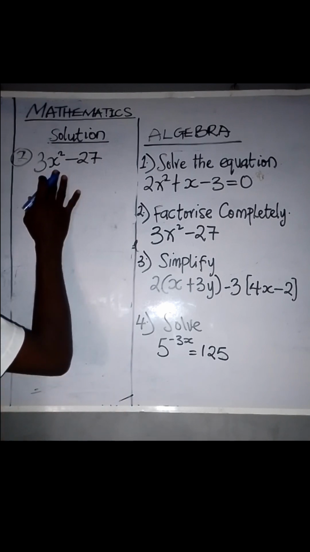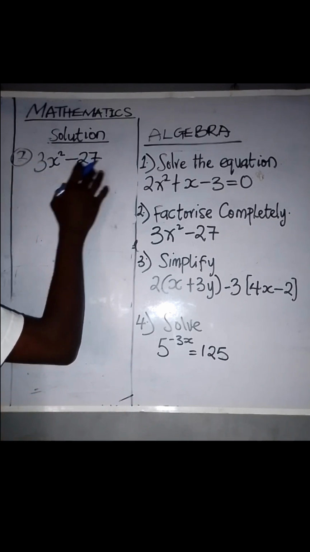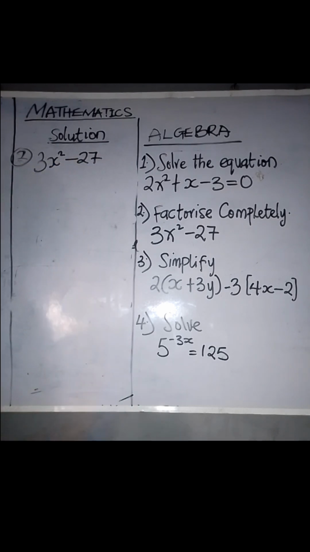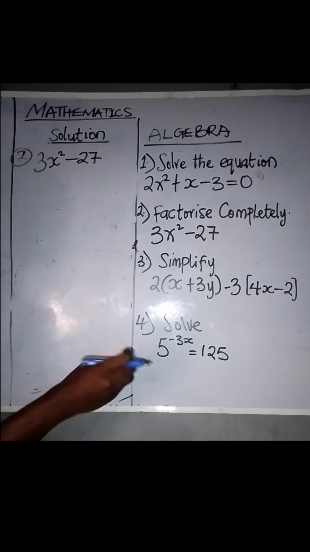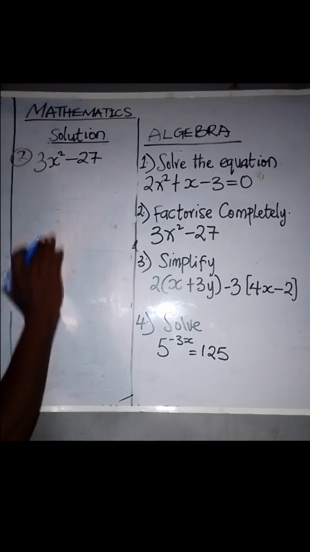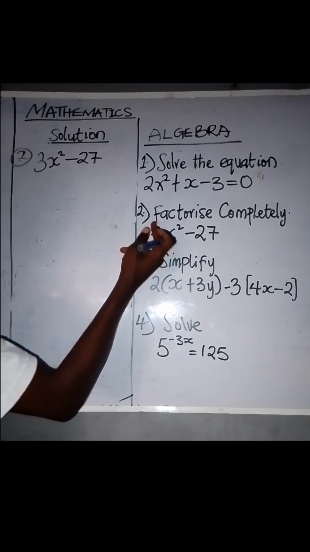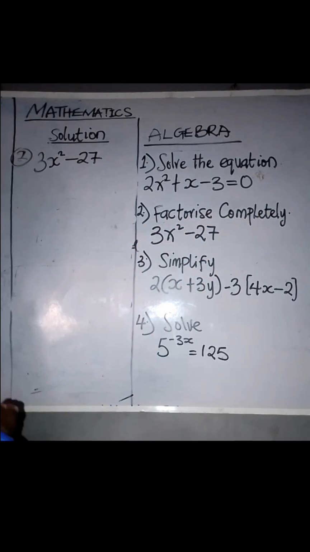Now if I have to factorize this, the first thing I have to look at is what is common. This is a quadratic expression. It's not an equation, because there's no equal to sign. Just like number 1 had an equal to sign, so that's the quadratic equation. This is a quadratic expression, there's no equal to sign here. So they will ask to factorize completely.